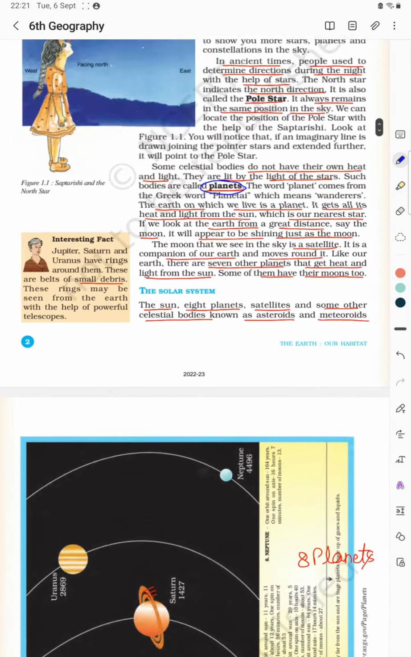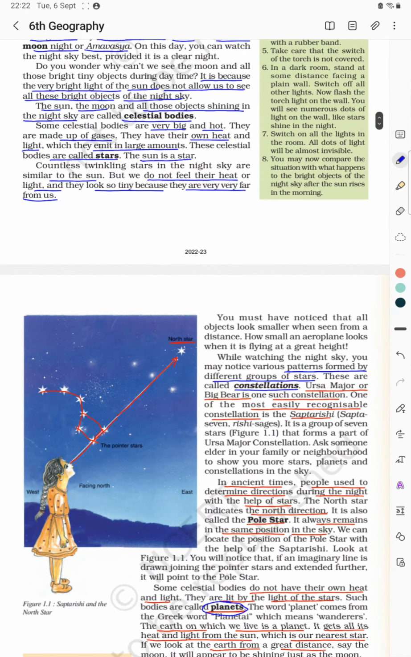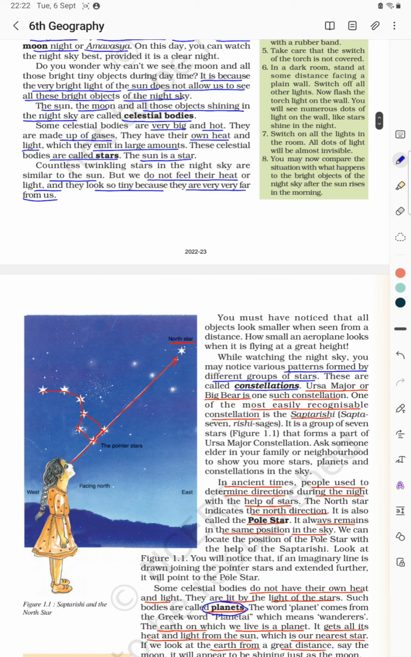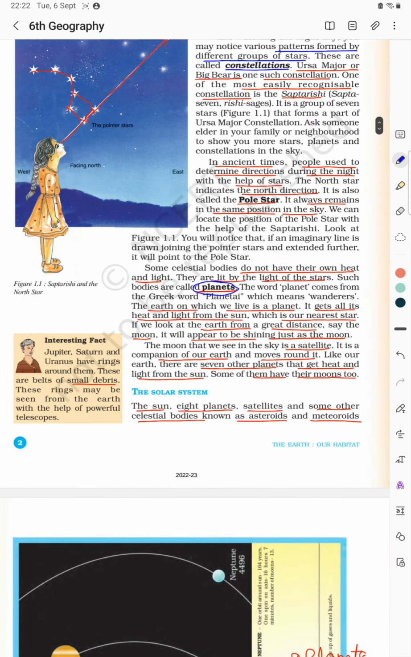In the previous lecture, we had learned about the solar system, celestial bodies, and stars. Stars were those celestial bodies which have their own heat and light and emit them in large amounts. Some of the celestial bodies which do not have their own heat and light and are lit by the light of stars were called planets.